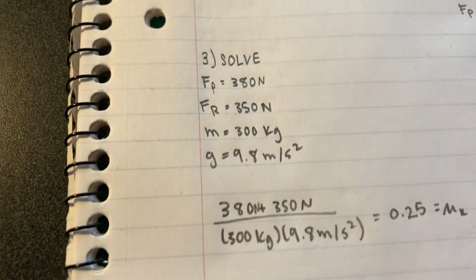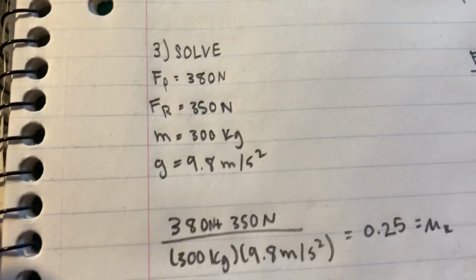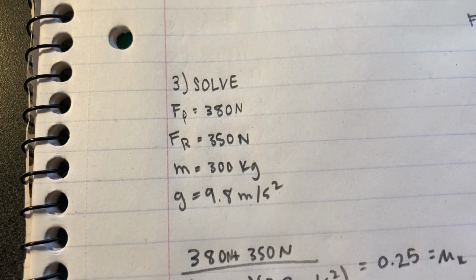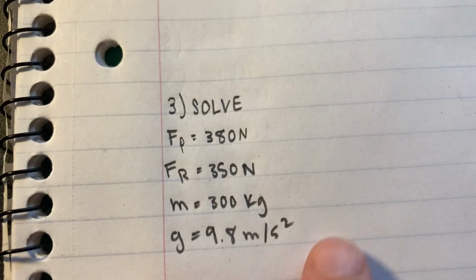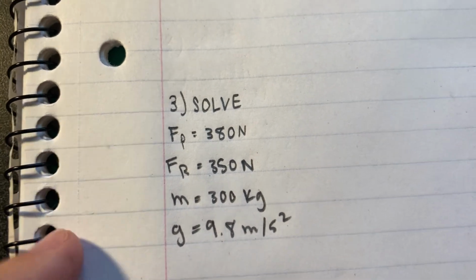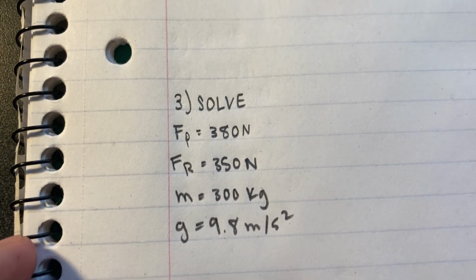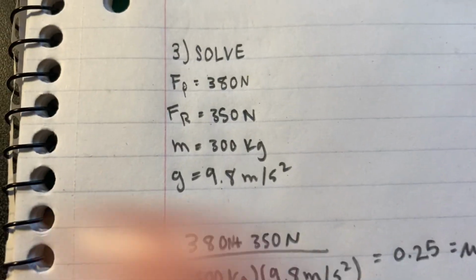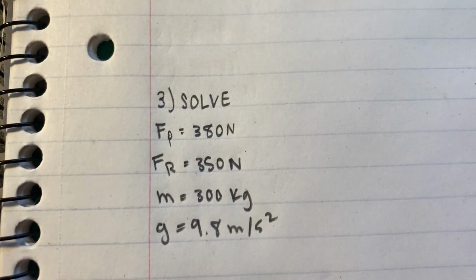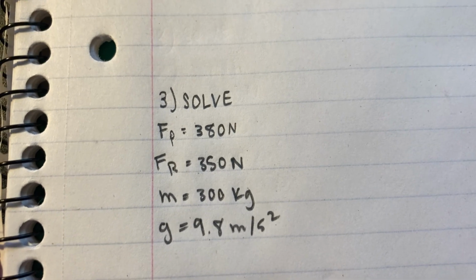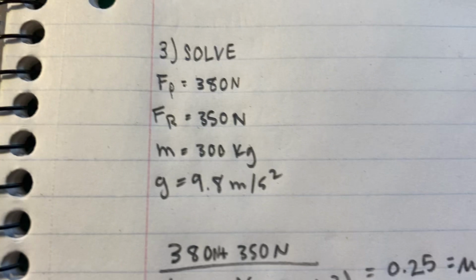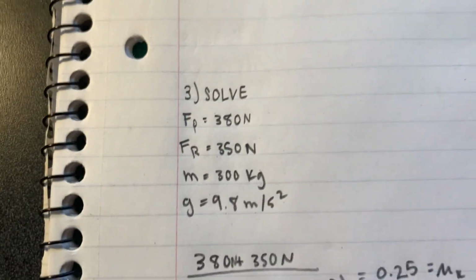Okay, moving on, now we have to solve it by plugging in our values. As stated in problem 10, we have the force of the push being 380, the force of the rope being 350, these are newtons of course. Then we have the mass being equal to 300 kilograms and the gravitational acceleration being 9.8 meters per second squared, as always.